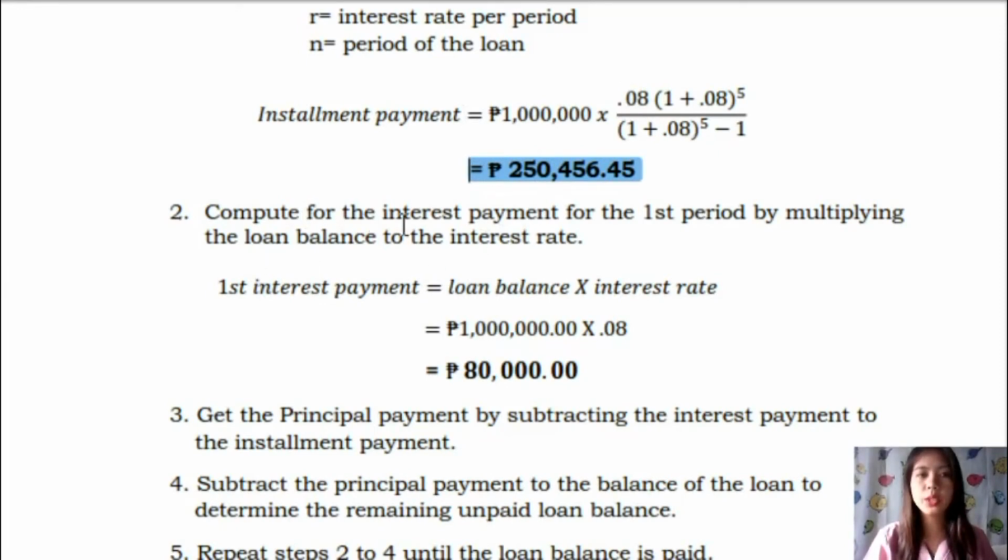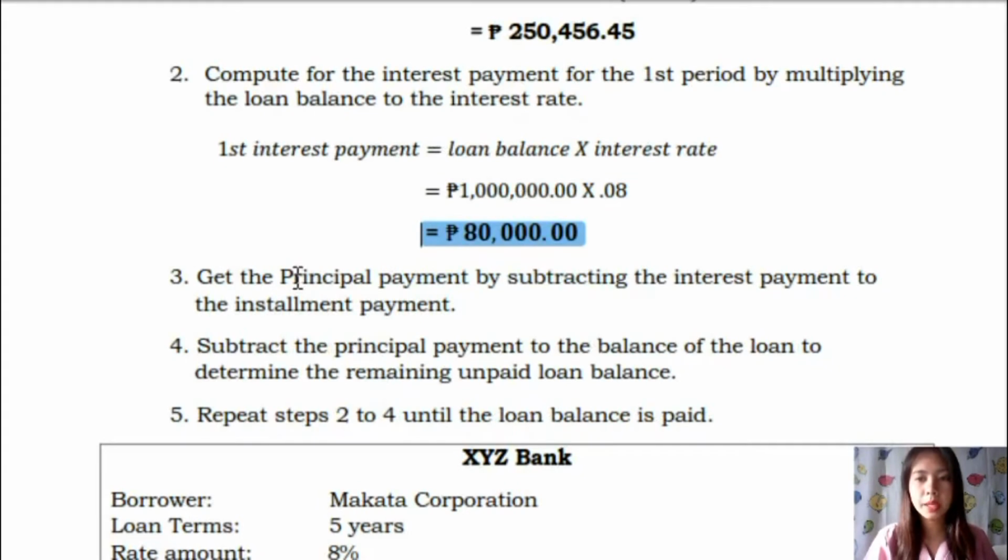Next step is compute for the interest payment for the first period by multiplying loan balance to the interest rate. So, ganun pa rin po. 1 million multiplied by 0.08, you have the 80,000 pesos. Then, get the principal payment by subtracting the interest payment to the installment payment. So, iba na po yung magkaiba na ma-idededuct natin ngayon. Then, subtract the principal payment to the loan balance to determine the remaining unpaid loan balance. Then, repeat steps 2 to 4 until the loan balance is paid.